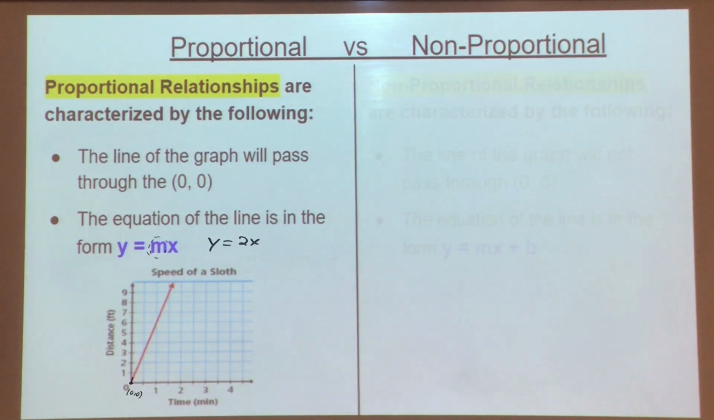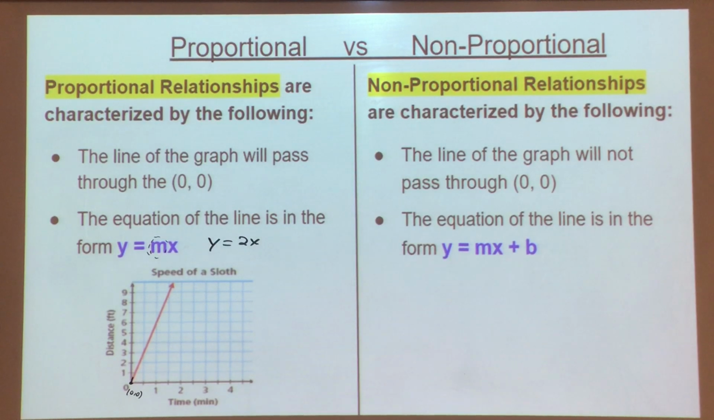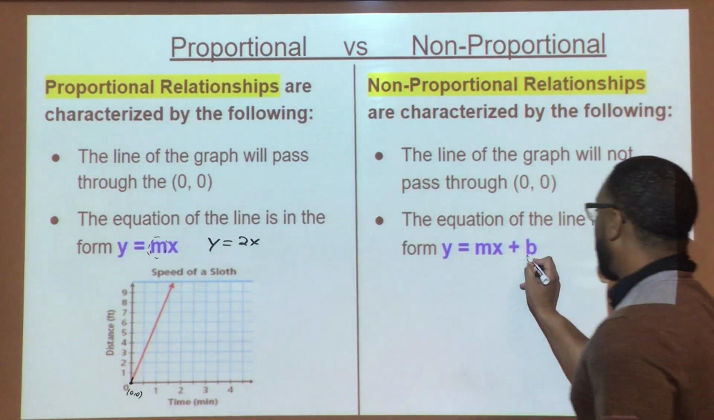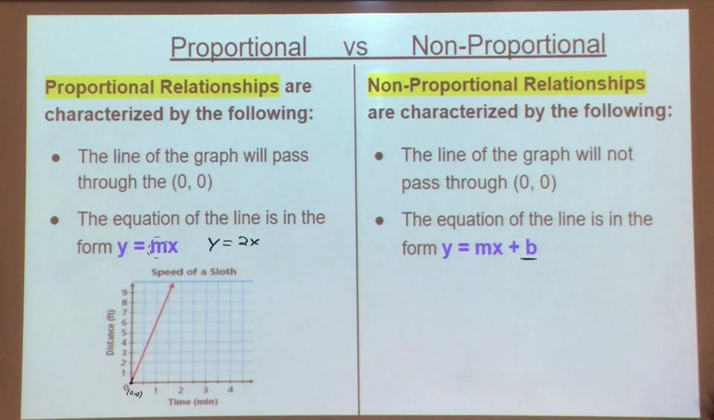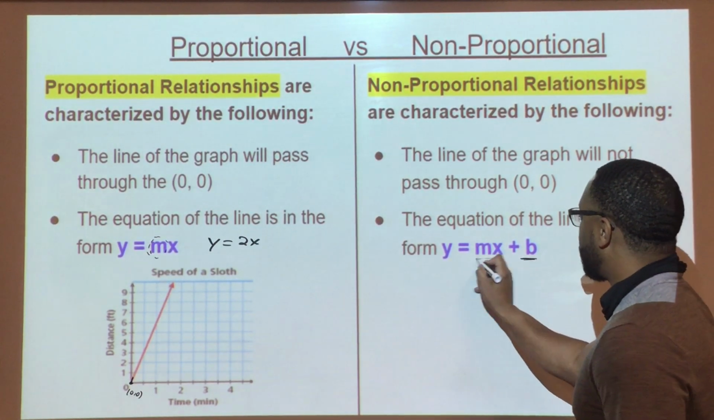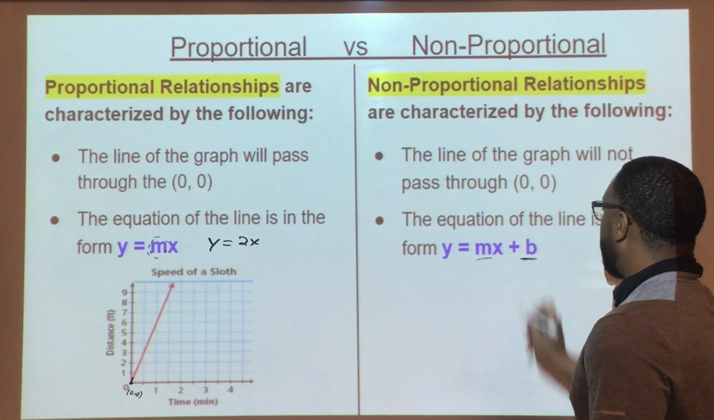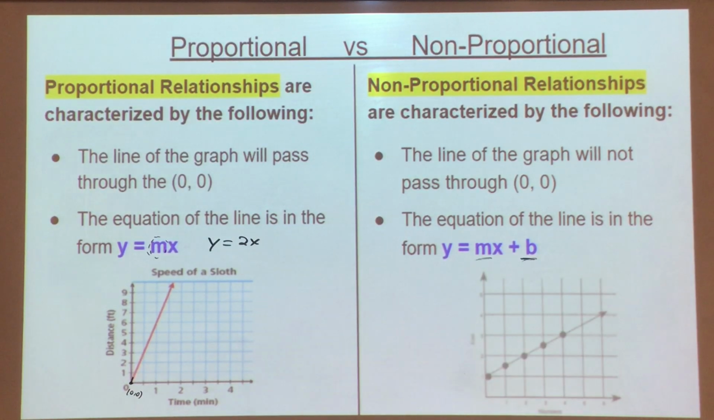Now let's talk about non-proportional. Non-proportional relationships are characterized by the following. The graph will not pass through (0, 0), and the equation of the line is now in the form y = mx + b. So you'll notice that there's an addition, and it's this part right here. We're going to talk about what all this represents, but m is still the rate of change, and we'll talk about what that b is.